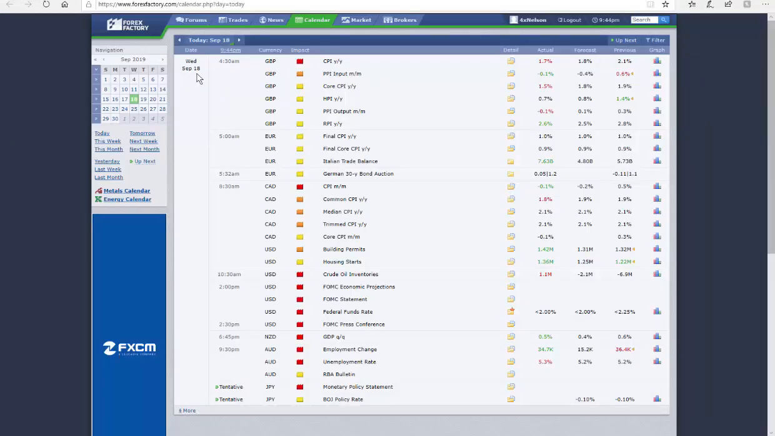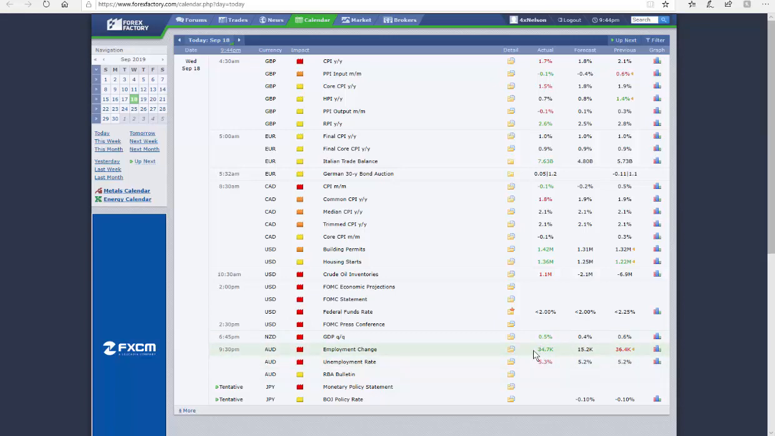Okay, Wednesday, September the 18th, right here at 9:30 p.m. It's 9:45 at the moment. So it's the employment change on the Aussie and the unemployment rate. Now we have it mixed here. One of them is green, which means we're going to buy the Aussie, and the other one, the unemployment rate, is red. So we're buying and selling.